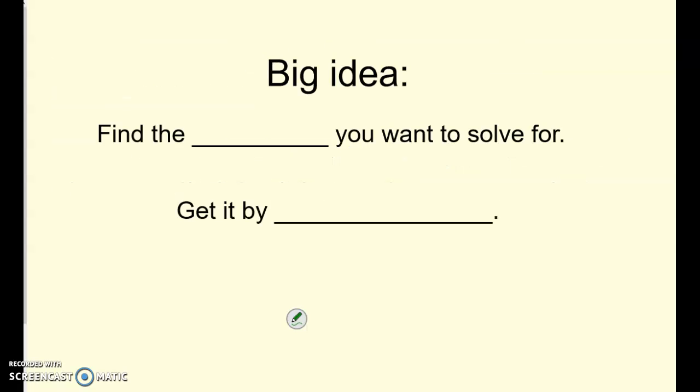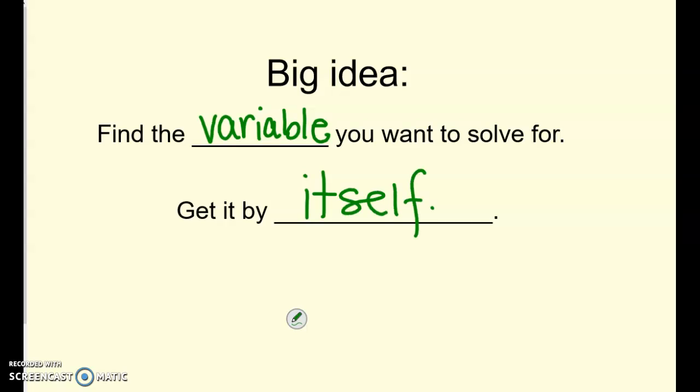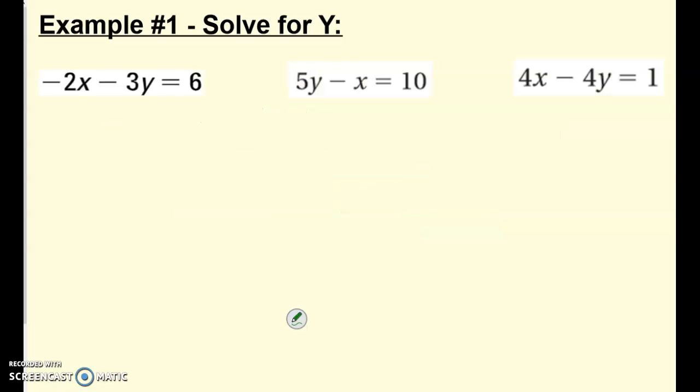The big idea here is find the variable that you want, and then find the variable you want to solve for and get it by itself. We're still using inverse operations to cancel things out, everything we've been doing up until now. The first kind of problems would be equations where they say solve for y. So I'm going to find the y, and that's what I want to get by itself.